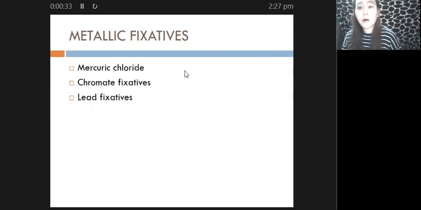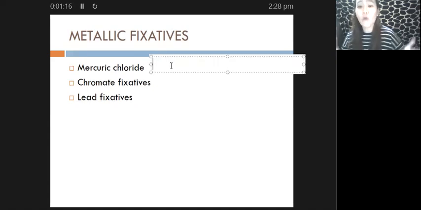The next group of fixatives that we can use in the laboratory are referred to as your metallic fixatives. When we say metallic fixatives, from the term itself, it contains a metal substance as the basic formulation of these different fixatives. What are the three metals or metallic substances which may be incorporated in our fixatives? First, we have your mercury chloride-based metallic fixatives. Under these, we have four.